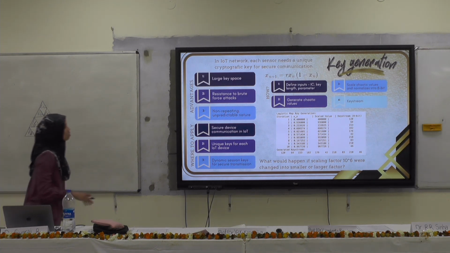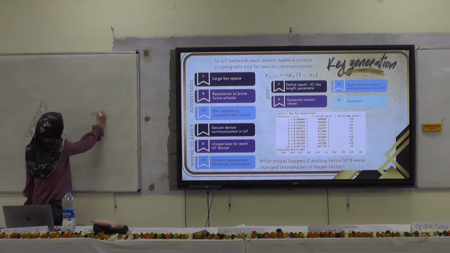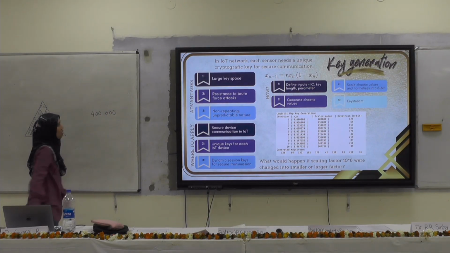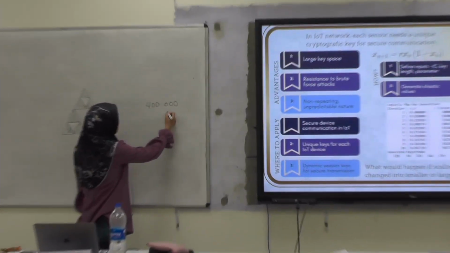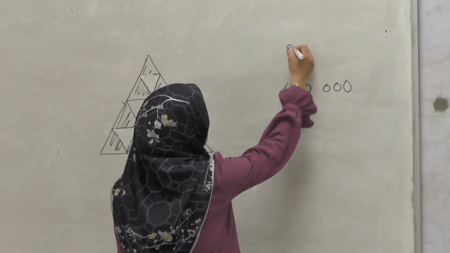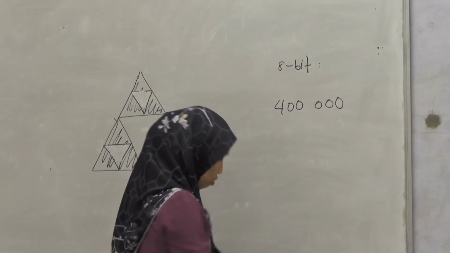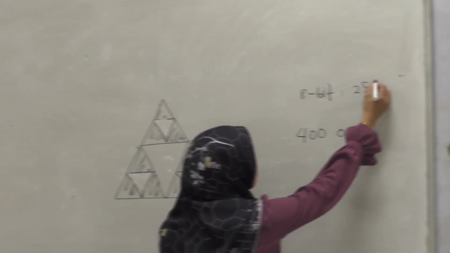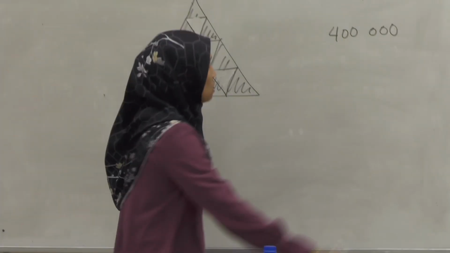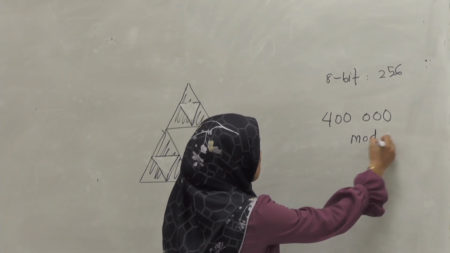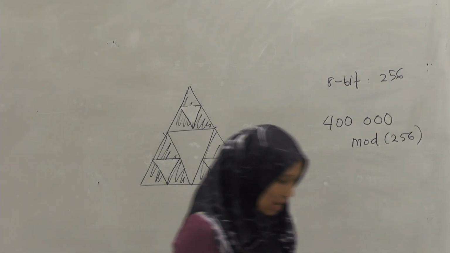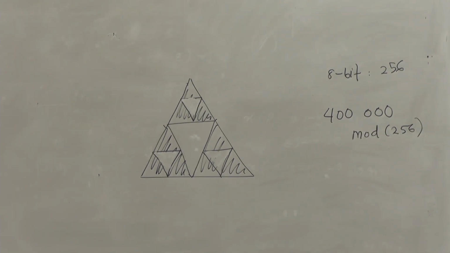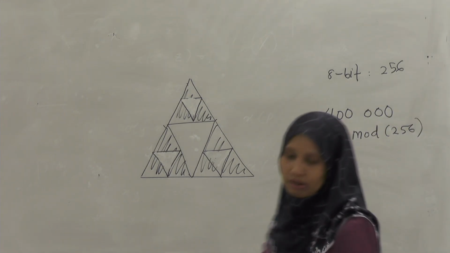So when you have 400,000, because you use 8-bit, your solution should be in mod 256. So this one is mod 256. You find the remainder of this, then you have this value. So it is just a matter of a remainder. Okay, you got it? Alright.